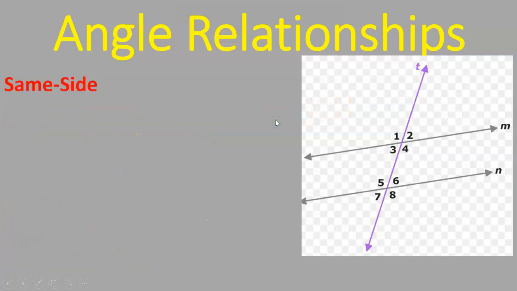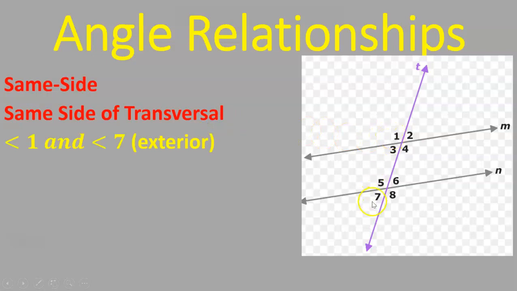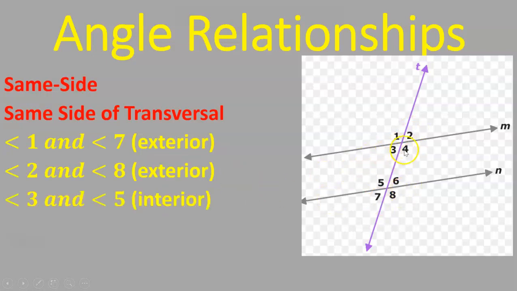We also have same side. Same side of the transversal and either both interior or both exterior. You can't have one of each. It's got to be either both interior or both exterior. So 1 and 7 are both exterior on the same side of the purple line. 2 and 8 are same deal. 3 and 5 are both on the same side, but they're both interior. And so are 4 and 6.